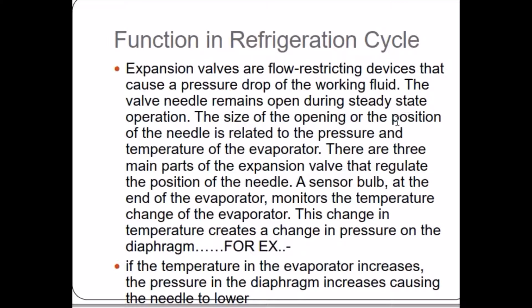The size of the opening or the position of the needle is related to the pressure and the temperature of the evaporator. There are three main parts of the expansion valve that regulate the position of the needle: a sensor bulb at the end of the evaporator monitors the temperature change of the evaporator. This temperature change creates a change in pressure on the diaphragm. For example, if the temperature in the evaporator increases, the pressure in the diaphragm increases, causing the needle to lower. If lowered, it will open the valve.